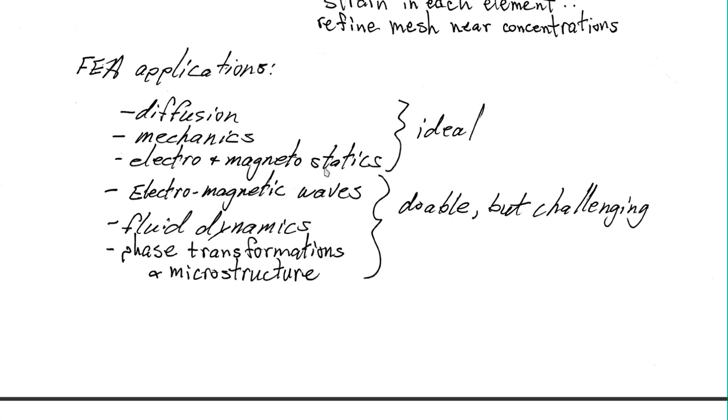Here's a few examples that you can use finite element for. Basically, if you can construct a PDE, a partial differential equation, you can implement it numerically, put a set of boundary conditions on it, and get a solution. The ideal cases are diffusion, mechanics, electromagnetostatic problems. You can do electromagnetic waves. These are doable but more challenging. Fluid dynamics can also be solved with finite element. Phase transformations, microstructure evolution, these can be done as well.